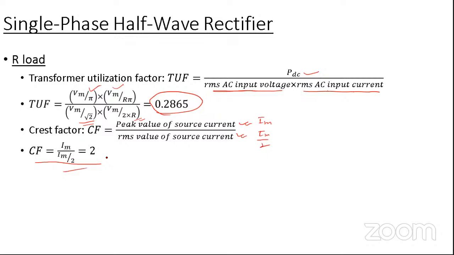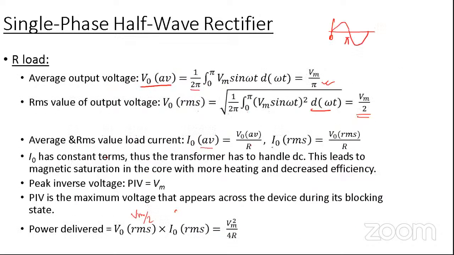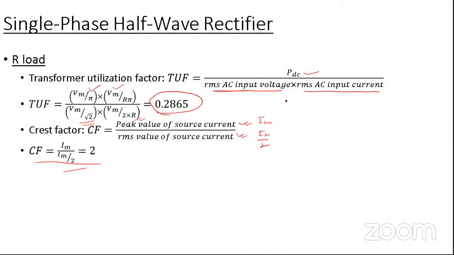So whatever relations we discuss here are all based on these four parameters: the average output voltage, RMS output voltage, average output current and RMS output current. Okay. Any doubt up to this discussion?